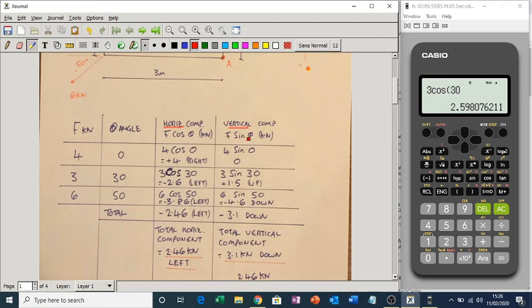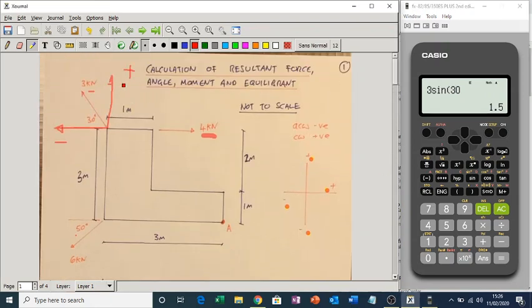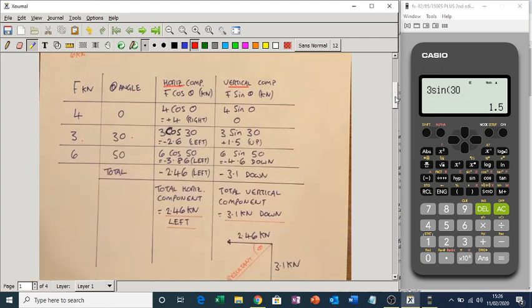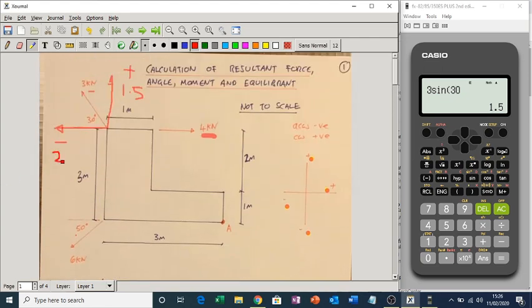So vertical one, F sine theta. So F sine theta, 3 sine of the angle, which is 30, gives me 1.5. 1.5 kilonewtons. It's going up. That's why I got a positive number. So we've got 1.5 going up and 2.6 coming across. So that is breaking the 3 kilonewtons down into its vertical and horizontal component.